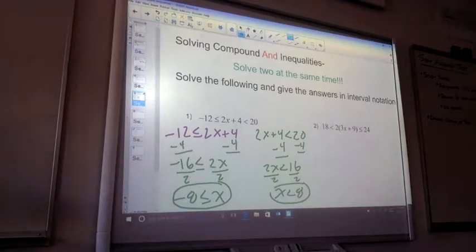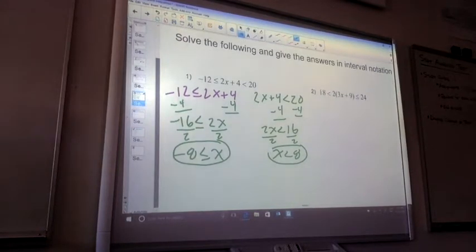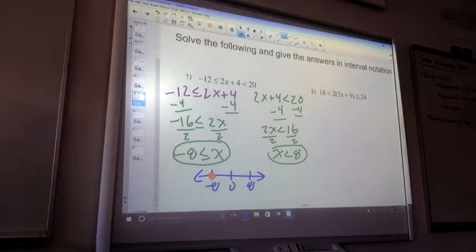So negative 8 is greater than x, or equal to x, and then x is less than. So what this number line looks like, I'll draw it down below a little bit. This number line looks like this. I got negative 8 here, I got 0 here, I got 8 here. Is it a solid or open dot at negative 8? Solid? It's solid because it's equal to.